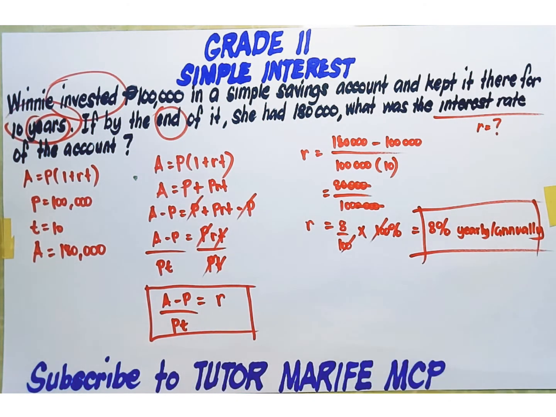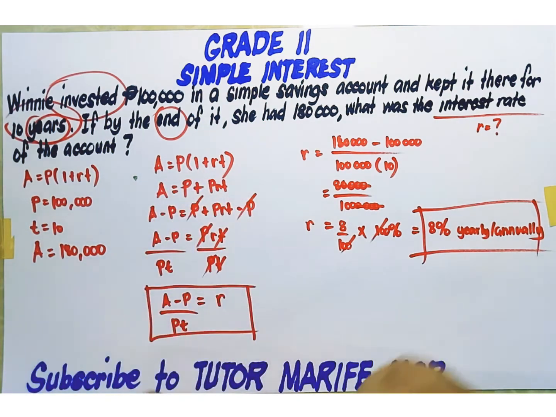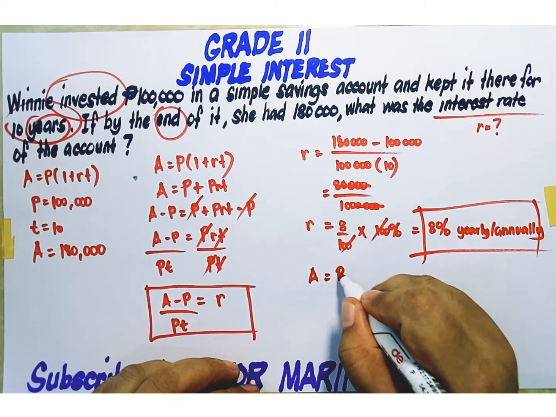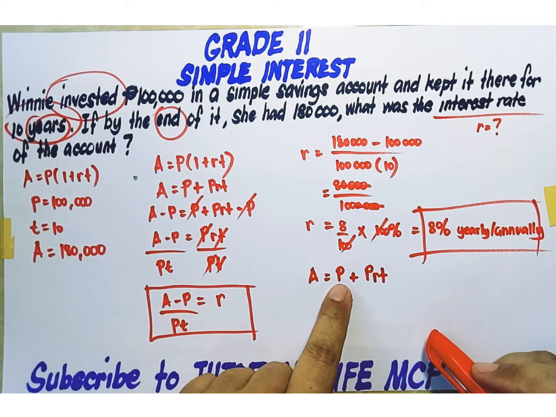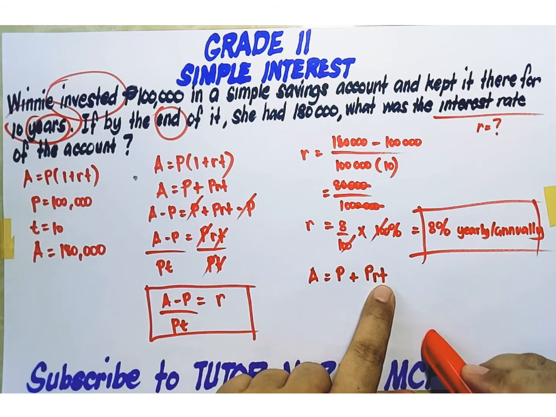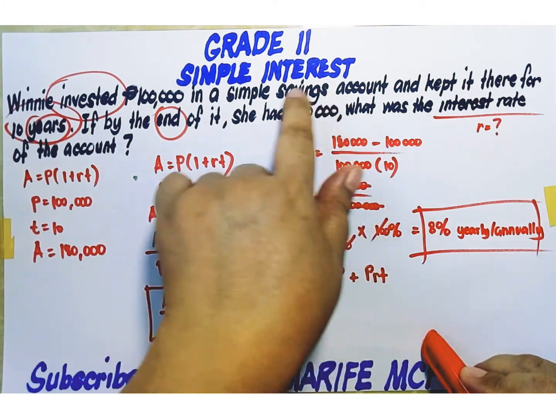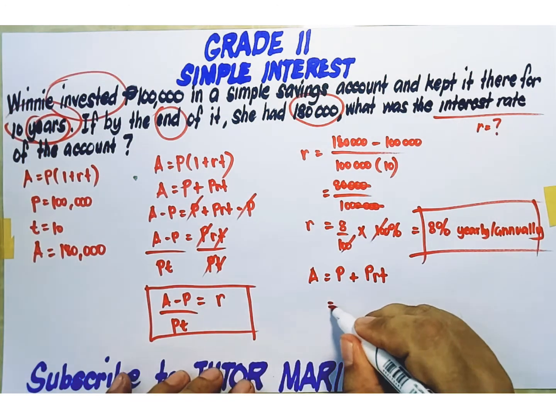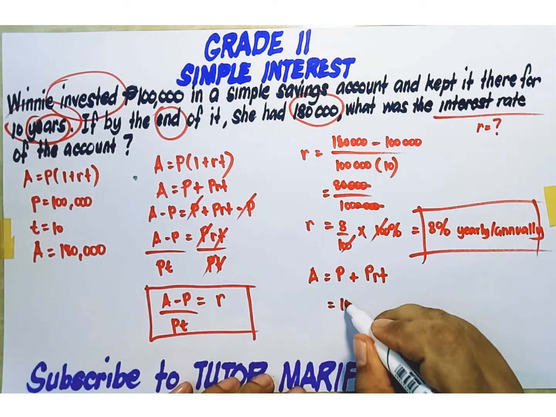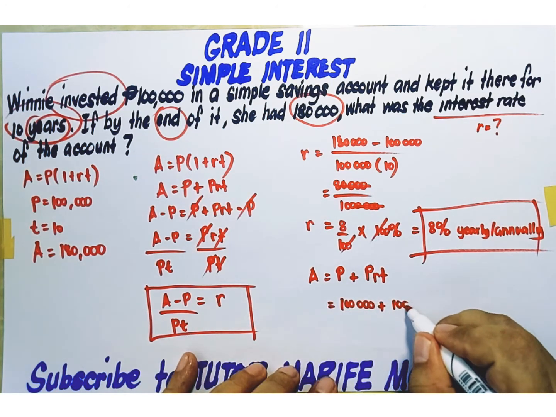Now, let's validate our answer. Let's use the expanded form of the main formula. A is equal to P plus PRT. Substitute the given value for P, the given value for T, and our answer for R. And let's see if the end result is the same as the given value for A, which is equal to 180,000. P is equal to 100,000. Another P, this is also 100,000.